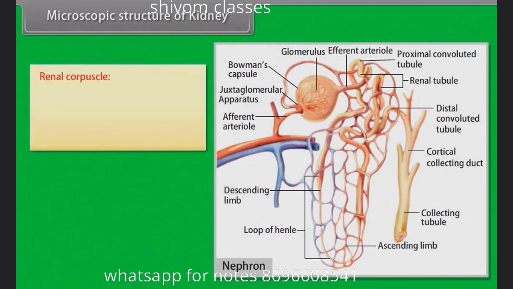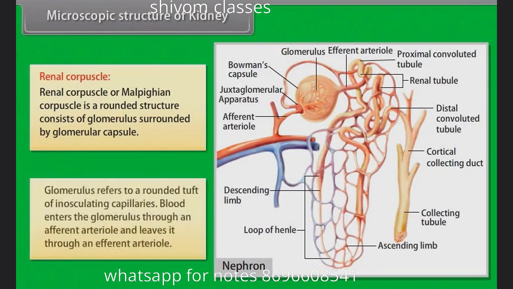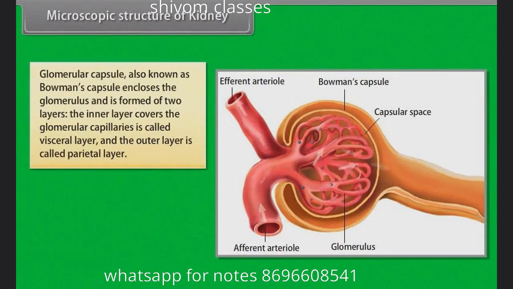Renal corpuscle. The renal corpuscle or Malpighian corpuscle is a rounded structure, consisting of the glomerulus surrounded by the glomerular capsule. Glomerulus refers to a rounded tuft of inosculating capillaries. Blood enters the glomerulus through an afferent arteriole and leaves it through an efferent arteriole. The glomerular capsule, also known as Bowman's capsule, encloses the glomerulus and is formed of two layers. The inner layer covers the glomerular capillaries and is called the visceral layer, and the outer layer is called the parietal layer.